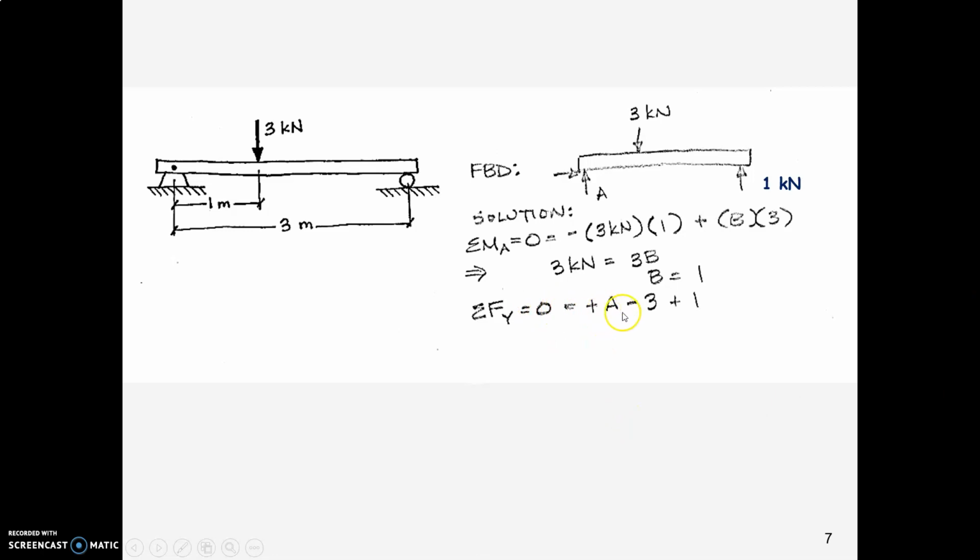So here's my equilibrium equation. The sum of all forces in the y direction equals 0 equals plus A minus 3 plus 1. And smushing those numbers together, I find out that A equals 2. So now I can write 2 kilonewtons under the thing at A.